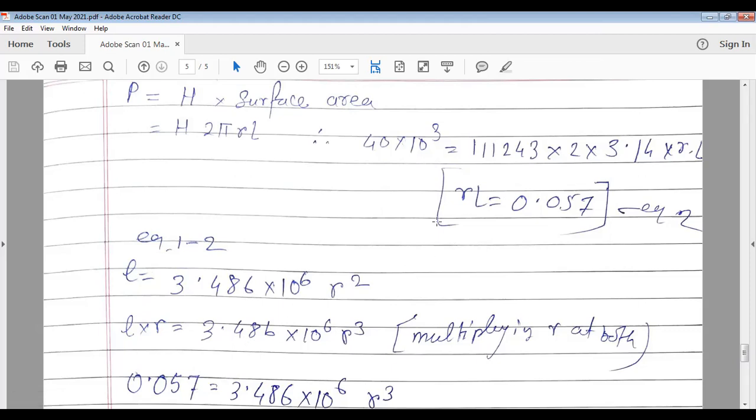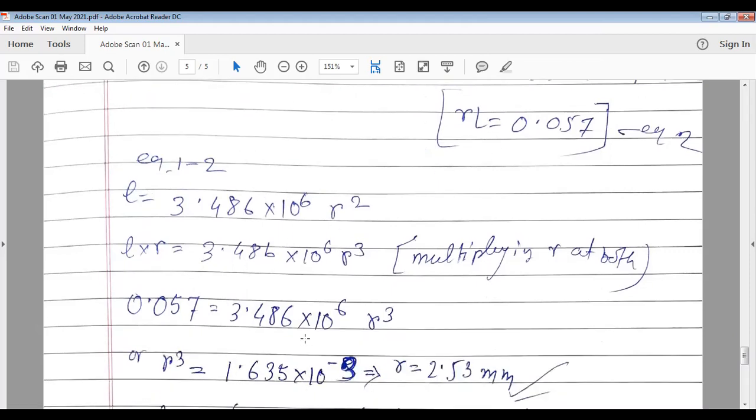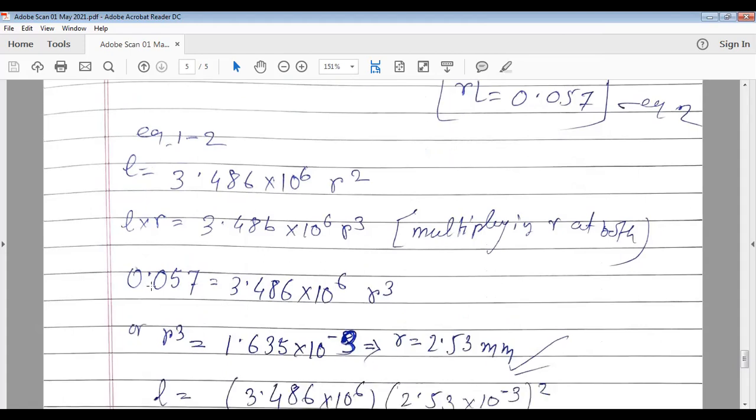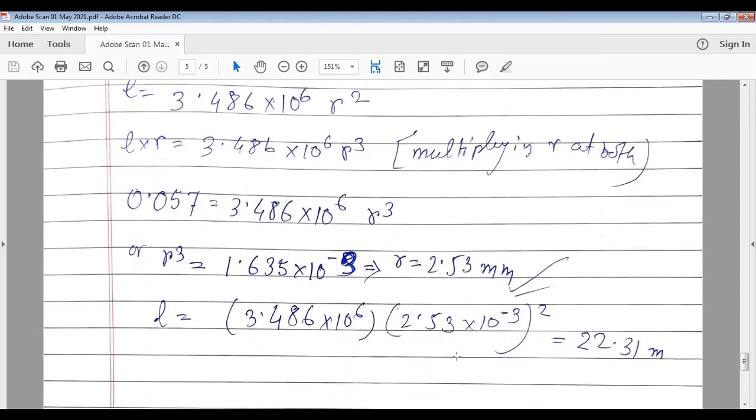So in this way we can put the value of r L, which is 0.057, into r cubed. So r cubed is this point, and r equal to 2.53 millimeter. This r is the radius, not resistance.